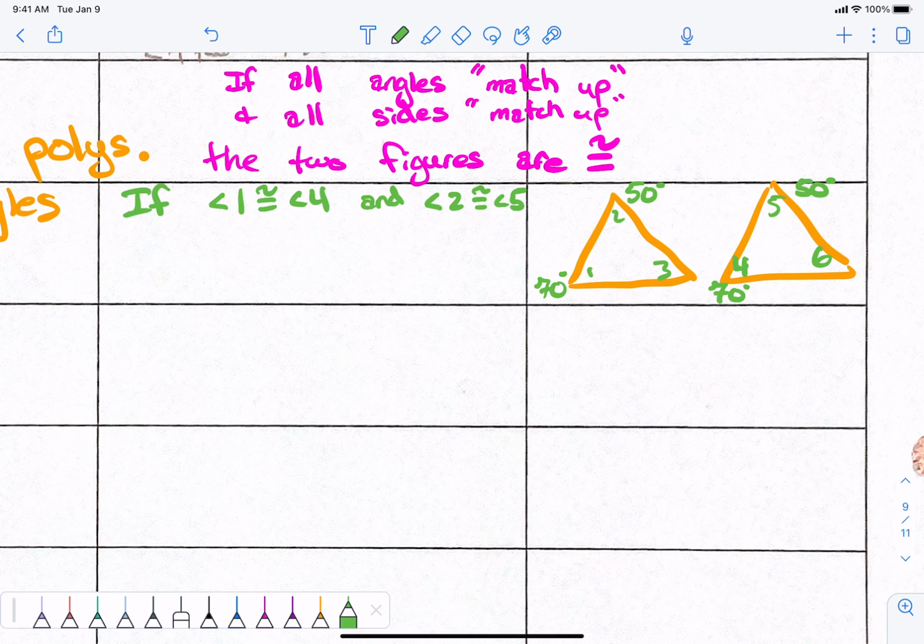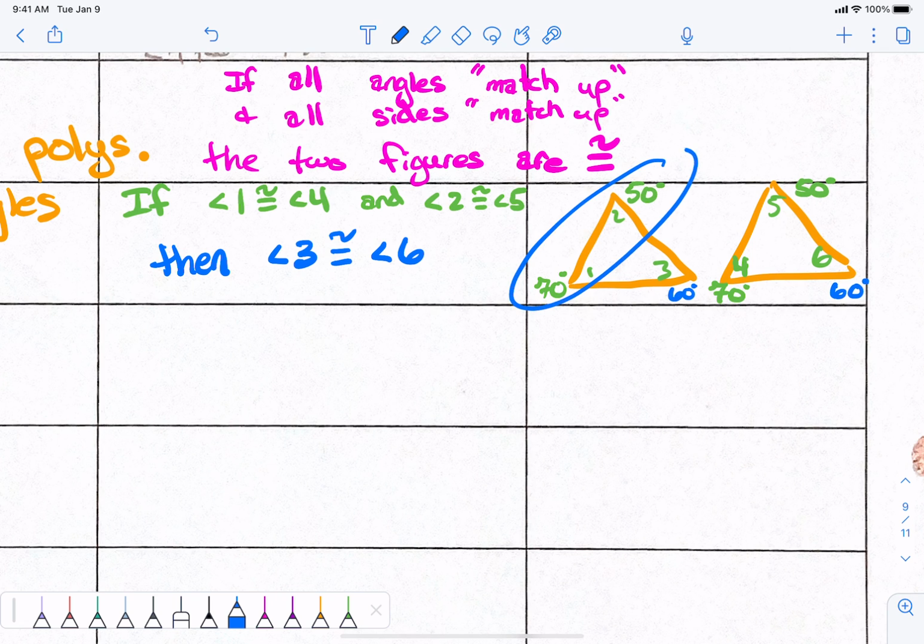If that is true, then angle 3 has to be the same as angle 6. Is that true? Yeah, angle 3 would be 60, right? And angle 6 would be 60 because it has to add up to be 180, right? So if we know that these two are the same as these two, then the third ones have to be the same by default, right? That kind of just makes sense, right? Okay, all right.